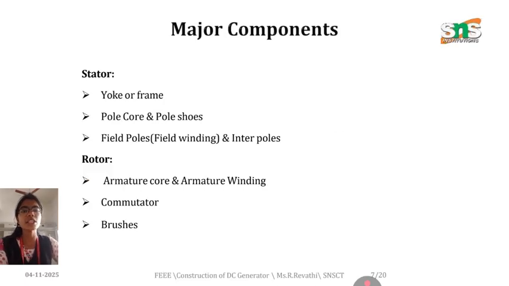So major components of electrical machines are stator and rotor. The stator consists of yoke or frame, pole core and pole shoes, field poles, field winding and interpoles. In stator, yoke acts as the outermost layer of the machine, which protects the device from damages, dust and any other external invaders. Pole cores and pole shoes act as a support for the field winding. In rotor, armature core, commutator and brushes are the major components of electrical machines.